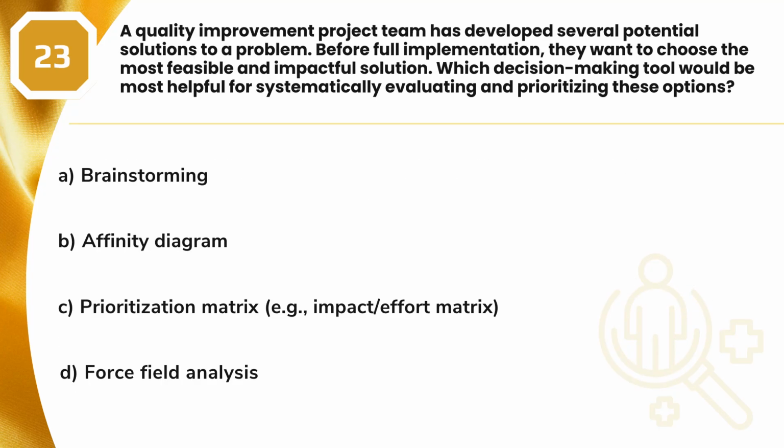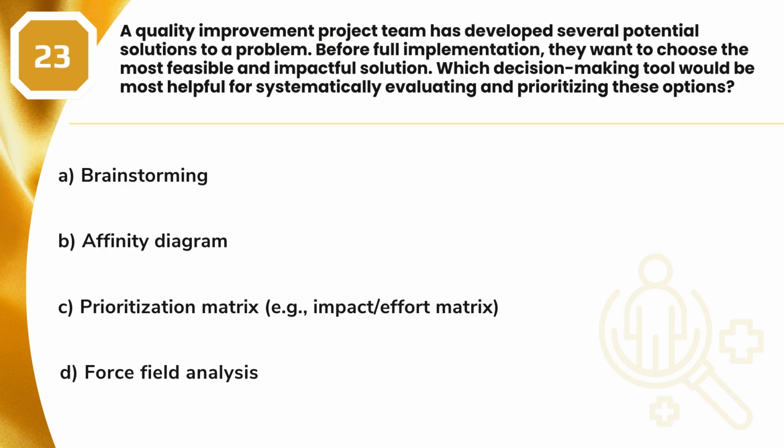Question 23. A quality improvement project team has developed several potential solutions to a problem. Before full implementation, they want to choose the most feasible and impactful solution. Which decision-making tool would be most helpful for systematically evaluating and prioritizing these options? A. Brainstorming. B. Affinity diagram. C. Prioritization matrix, for example, impact/effort matrix. D. Force field analysis.